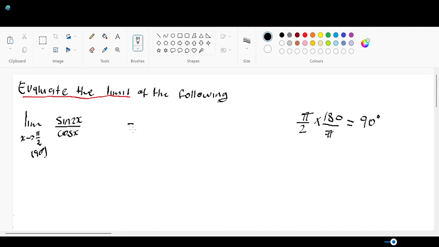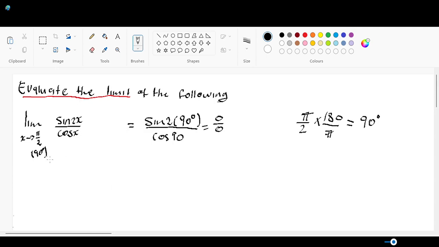Let's do it here. So if we say sine 2, and then instead of x we put 90 degrees, and then we divide by cos 90, what is our answer there? We know that sine 180 is going to give us what? 0. What about cos 90? Cos 90 also gives us 0. So this is going to give us 0 divided by 0. So it means we need to do step number 2, which is simplification.